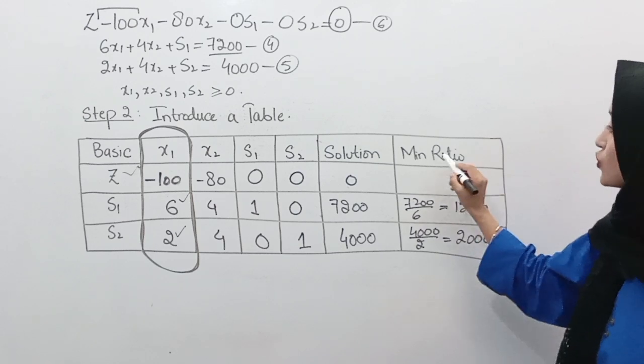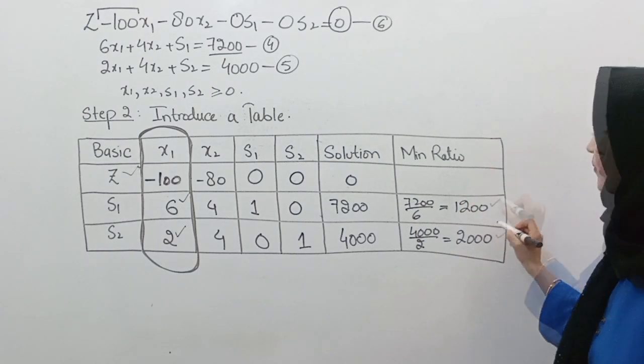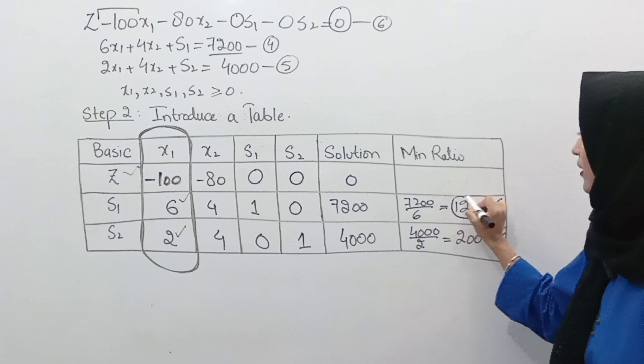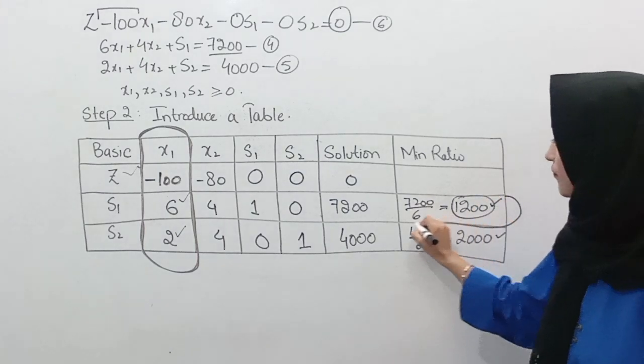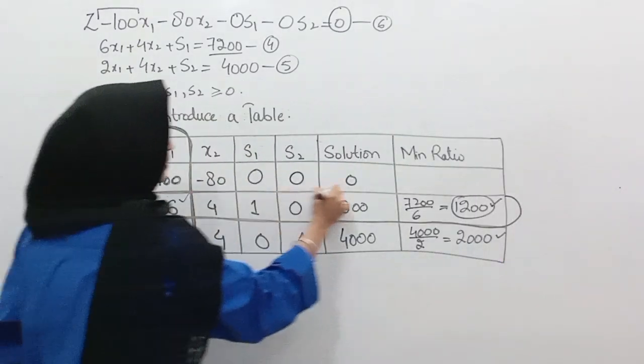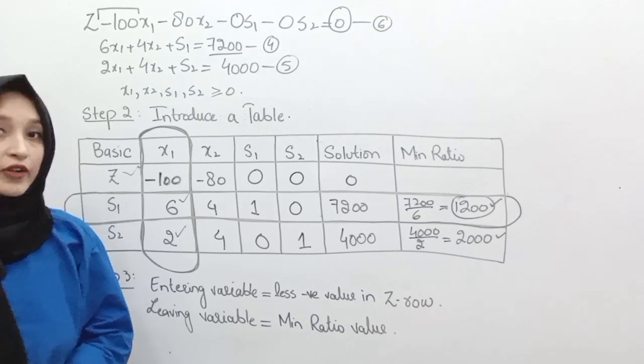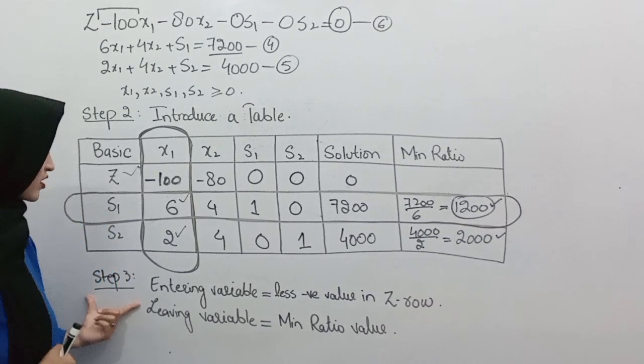Now we have to choose a minimum value from both of them. So the minimum value is 1200 here. We lock this row. Now we have to write the entering variable and the leaving variable. That is our step number 3.